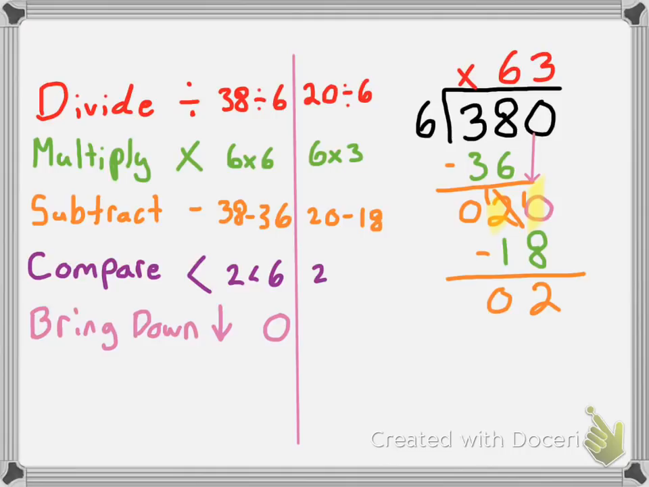Now I need to compare. Is 2 less than my divisor 6? It is, so I can move to the next step, which is bring down. There's nothing to bring down. We're done with the problem. So my final answer is 63. Remainder, at the very bottom, I had 2 left over, so I have a remainder of 2. The final answer is 63, remainder 2.